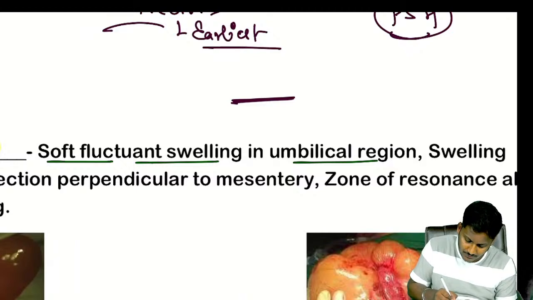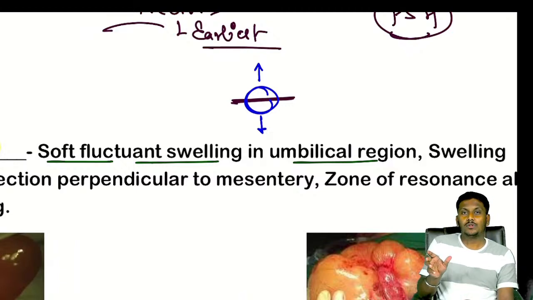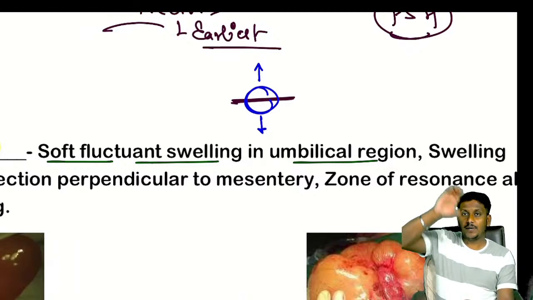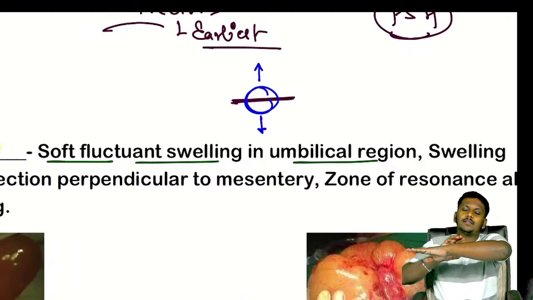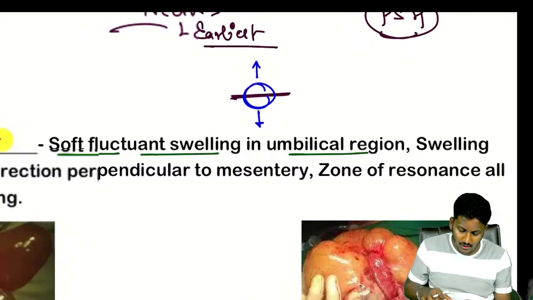Okay, this is the cyst which is developing from the mesentery. You can actually move the cyst in a direction. You can move the cyst in the direction of the mesentery or in a direction perpendicular to the mesentery. So if this is the mesentery, you can move the cyst like this. That is the direction perpendicular to the mesentery. Clear? So that is important.